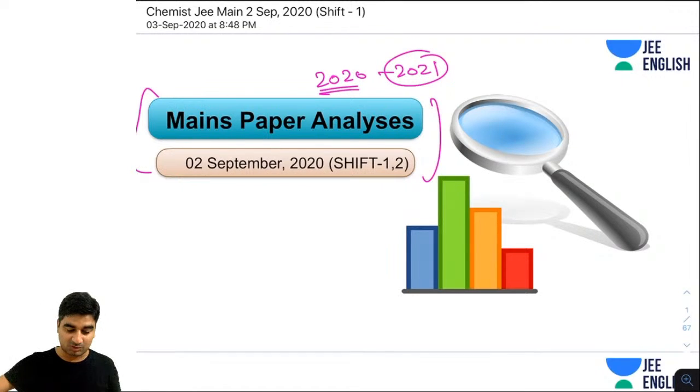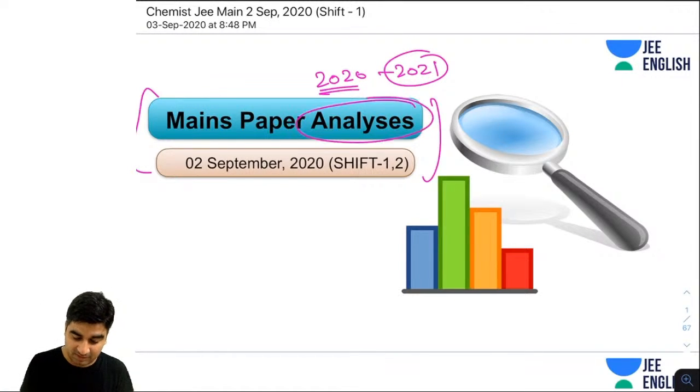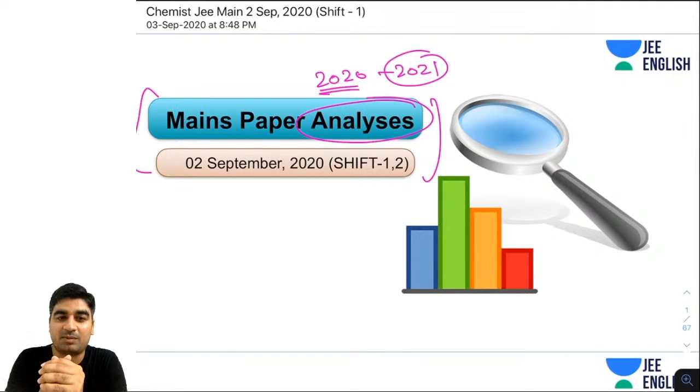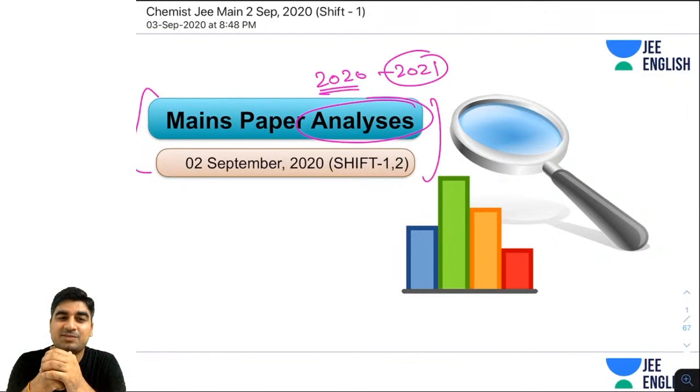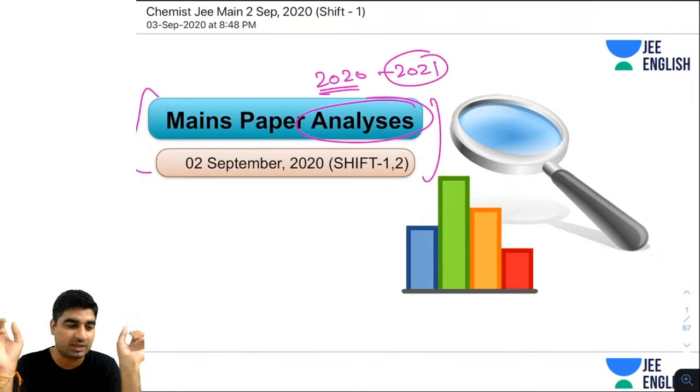Okay, guys. So now I will take the analysis of September 2 paper 1 shift 1 and shift 2 exam, right? And let me tell you one thing about this, guys. These papers are memory based. Yes, these papers are memory based, so I will not go into much detail of that.